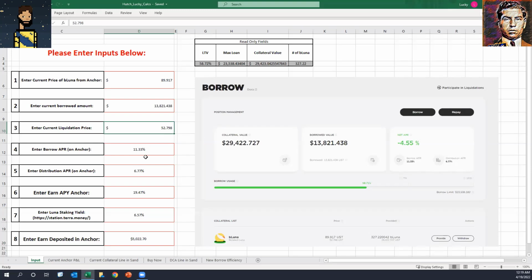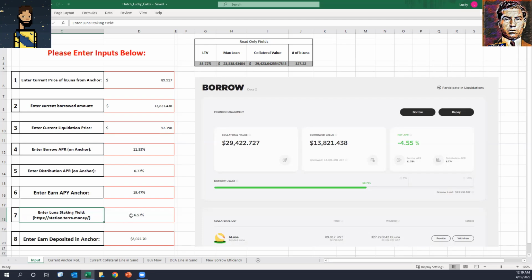So what you're entering here is the borrow APR on Anchor, the distribution APR, the earn APY, the Luna staking yield, and what you currently have sitting in Earn. Just before you jump, for our new people, do you want to show them where the Earn APY, the borrow APR and the distribution APR are? Yep. Borrow APR is right here. Distribution APR is right here. For Earn, you have to click the Earn tab, and then you go to station.terra.money, where you can see the current staking yield.